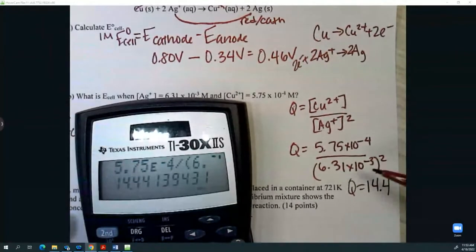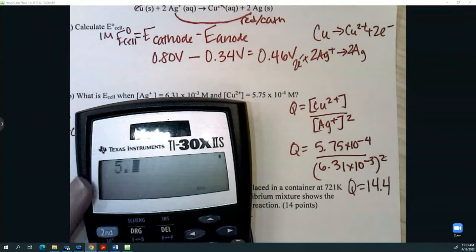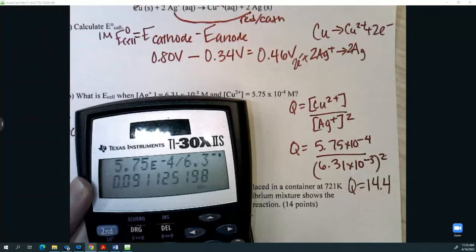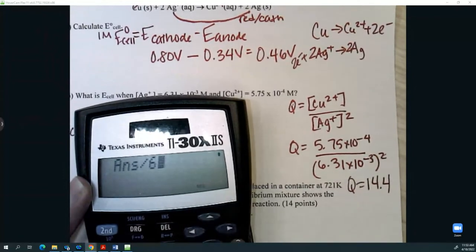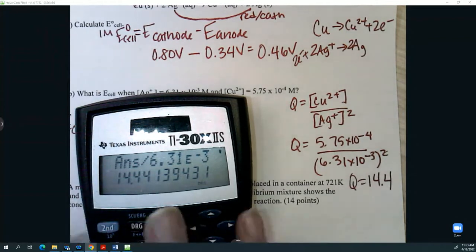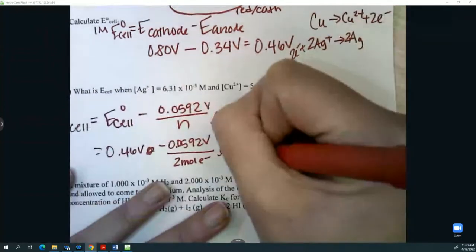If you don't feel confident about the squaring, the scientific notation, all that stuff, another way, you can separate it into steps. You can divide it by 6.31 times 10 to the minus third the first time, and then divide it by 6.31 times 10 to the minus third again, because that's just what squared means. But if I'm using the scientific notation button, my calculator is smart enough to figure out what I wanted it to do. So either way. All right, so that's 14.4.